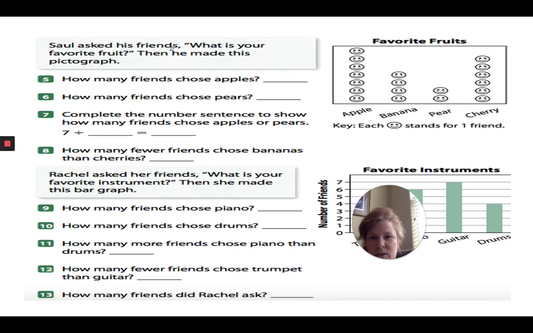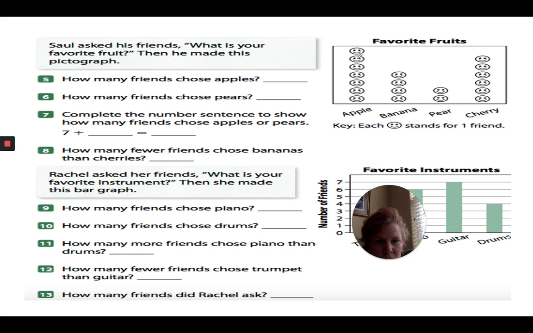Sal asked his friends, "What is your favorite fruit?" Then he made this pictograph. So now we're going back to pictographs, whatever you like to call it. Now remember, here's our legend. Each smiley face stands for one friend. So apples, you have 1, 2, 3, 4, 5, 6, 7.